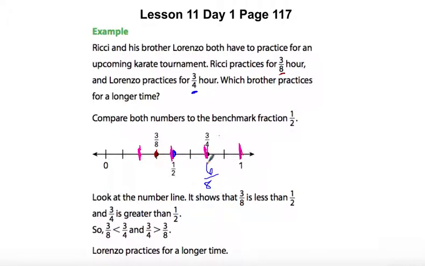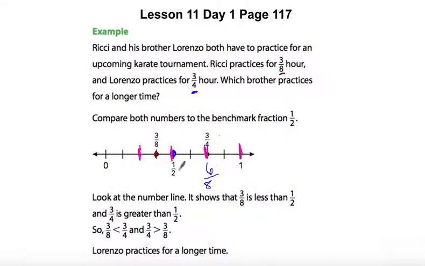Okay, well, now that we've talked about the number line and where they are on the number line, let's look at it comparing the two numbers to find out which brother practices for a longer time. We see that 3/8 is less than 1/2. Here's 1/2 and 3/8 is less than. So 3/8 is less than 1/2. But 3/4 is greater than 1/2. So since we know that 3/8 is less than 1/2 and 3/4 is greater than 1/2, we can reason that 3/8 is less than 3/4. And therefore, 3/4 is greater than 3/8.